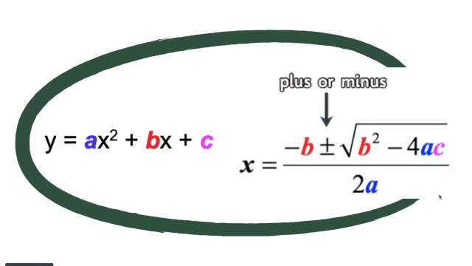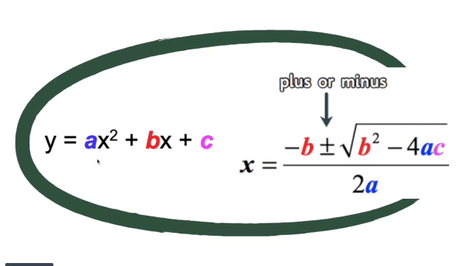The quadratic formula is x is equal to negative b plus or minus the square root of b squared minus 4 times a times c, all divided by 2a. I know the formula seems complicated. However, once we go through what a, b, and c are and how to substitute into the formula, it will be very simple. The formula has the variables a, b, and c in them.